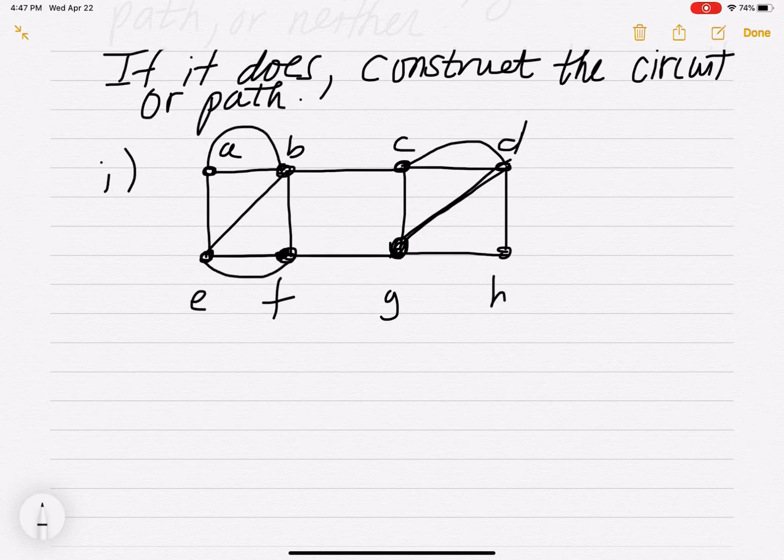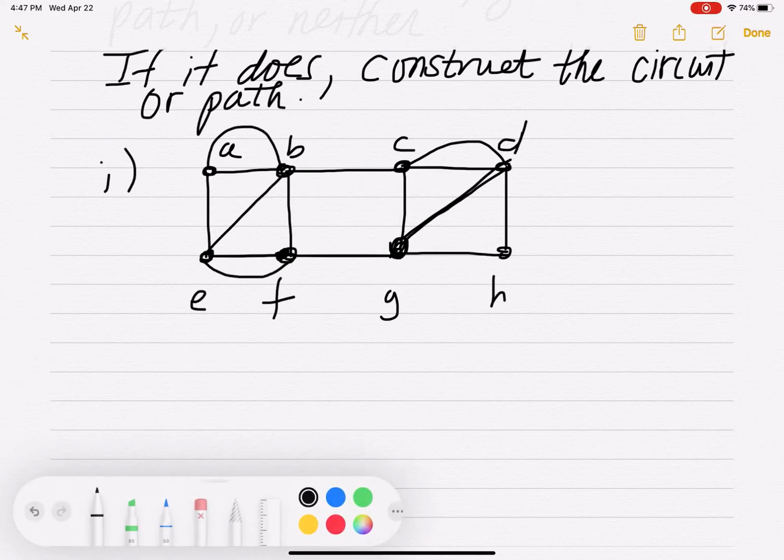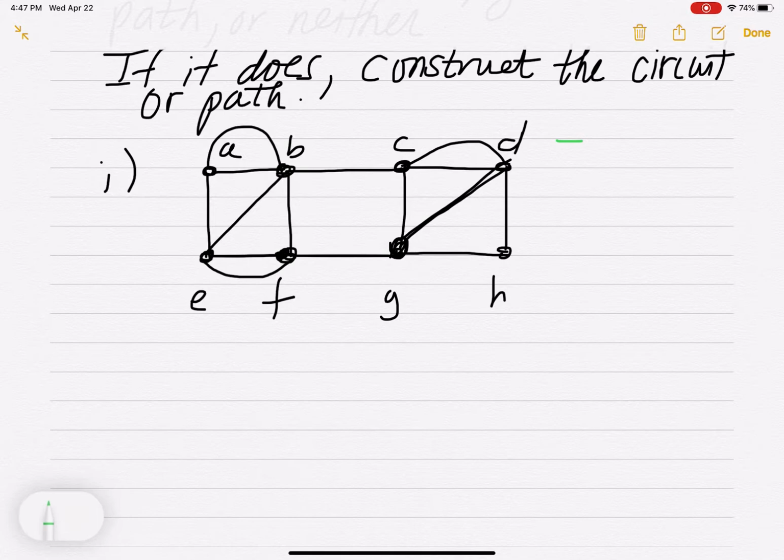So does this have an Euler path? Does it have an Euler circuit? Or does it have neither? So first of all, we want to note it's connected, right? The graph is connected. That's the first thing. If there's a disconnection, you're not going to have any Euler path or Euler circuit because you won't be able to travel from one side of the graph to the other side, the disconnected pieces.